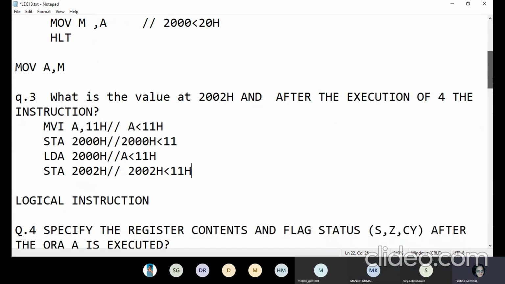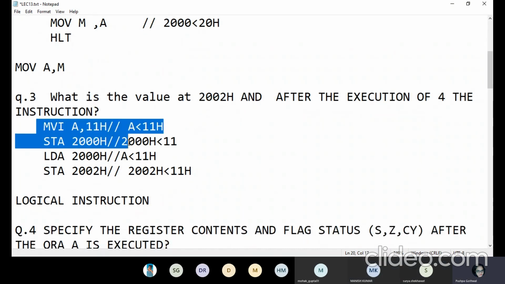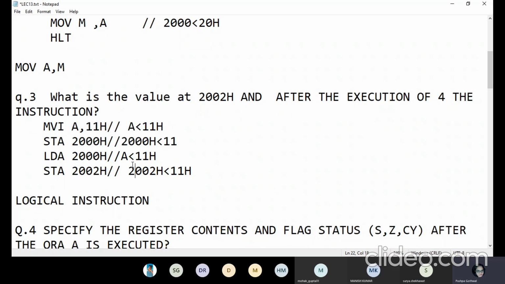In the exam, maybe a combination of programs will be there and they will ask a question. So for the answer, at least you need to understand the meaning of LDA and STA. Then you are able to solve the program. And always remember one thing: whenever you are executing the next instruction, the accumulator content is always modified. For example, if I'm asking for the accumulator content, after the execution of the last instruction you have to tell me the accumulator content, because from here to here the accumulator content can be modified according to the instructions.